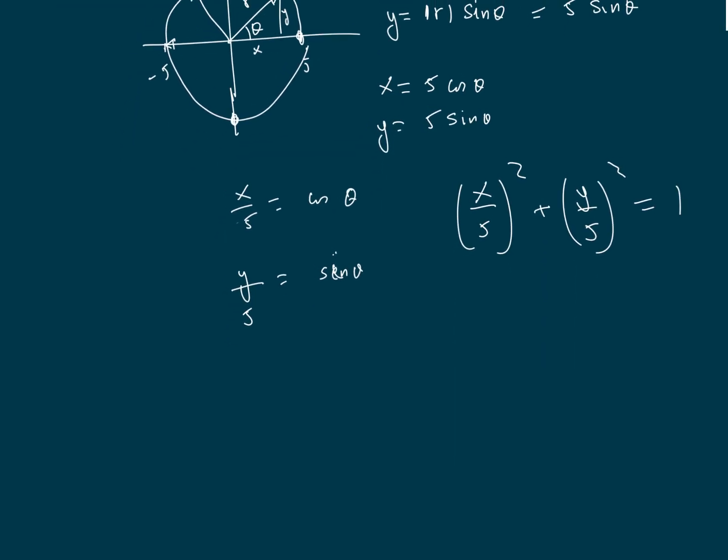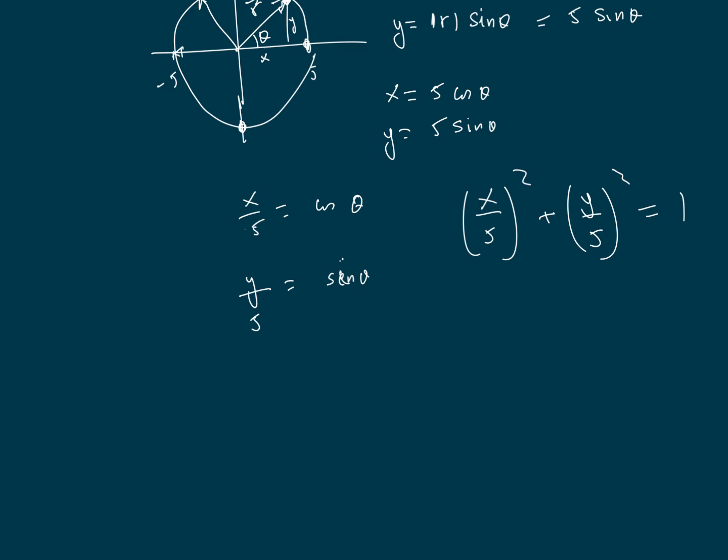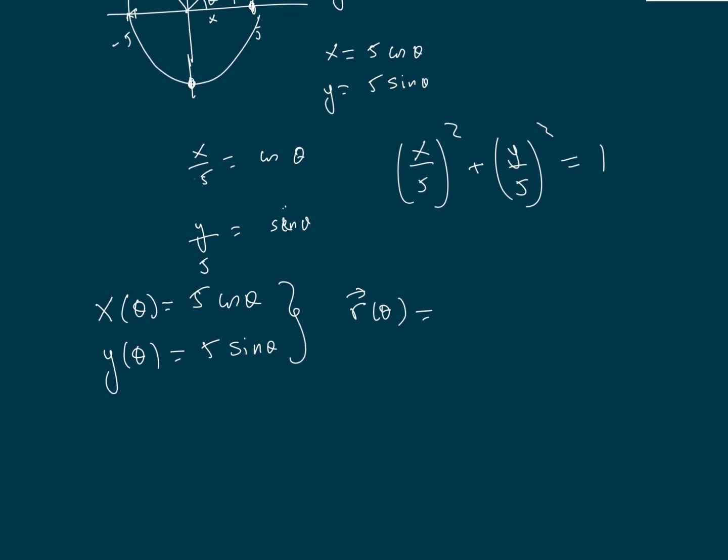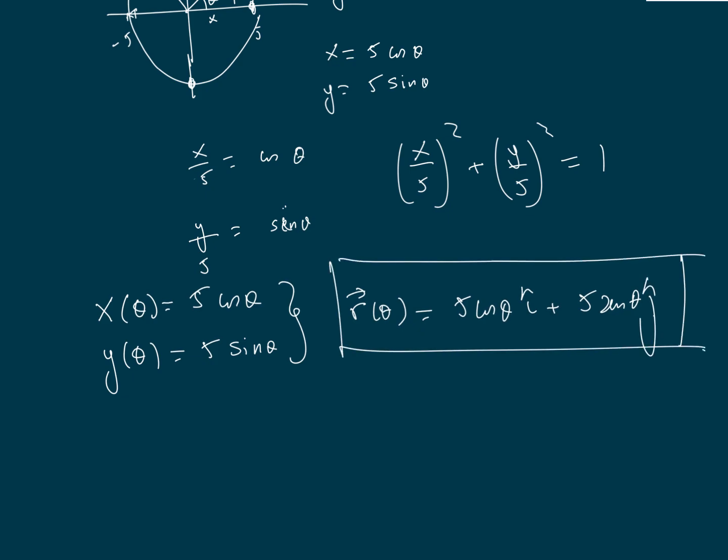What it is asking me is, what is the parametric equation? The parametric equation is here. x of theta is 5 cosine of theta, and y of theta equals 5 sine of theta. And the r of theta, the vector r, the parametric equation of this curve, is x of theta, 5 cosine of theta i, plus y of theta, 5 sine of theta j. So this is the final answer.